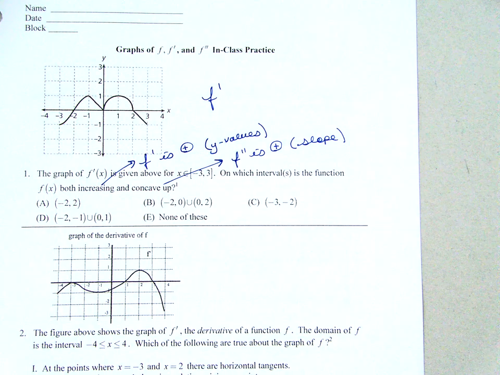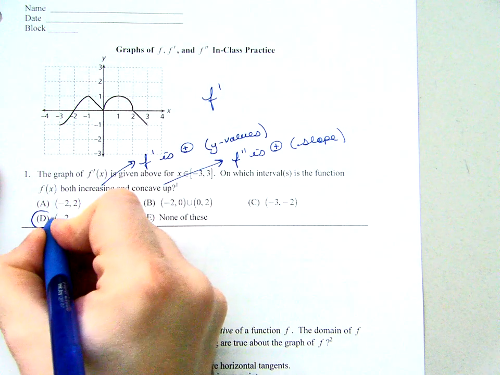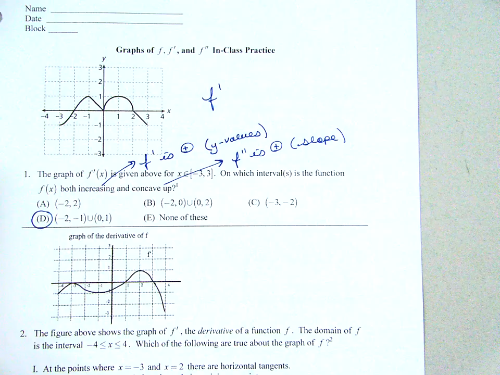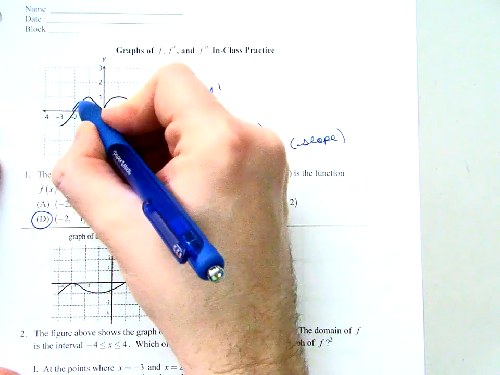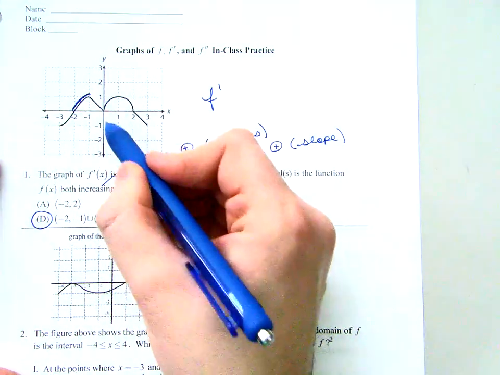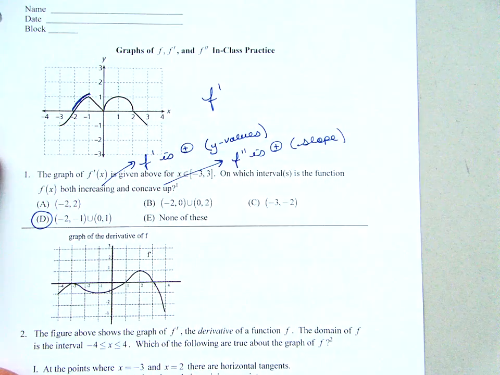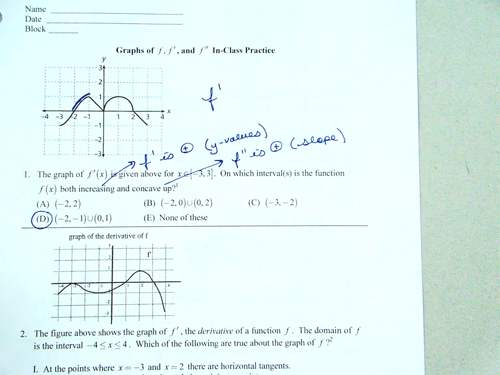How about I count to 3, and on the count of 3, you tell me your letter. 1, 2, 3. D. Who said A? I am liking D. Here's the idea. I'm looking for places with positive y values and a positive slope. I think I have positive y values and a positive slope from -2 to -1. Not from -1 to 0 because I've got a negative slope there. Yeah, I think you were just looking for the increasing part, not also the concave up part. Yeah. We need positive y values and a positive slope. We're going to go with D.